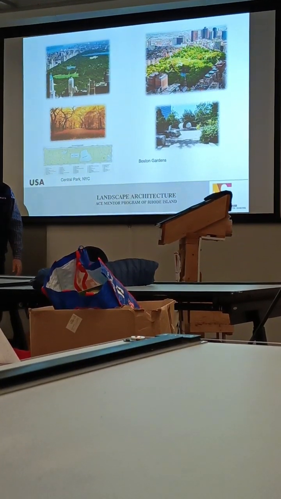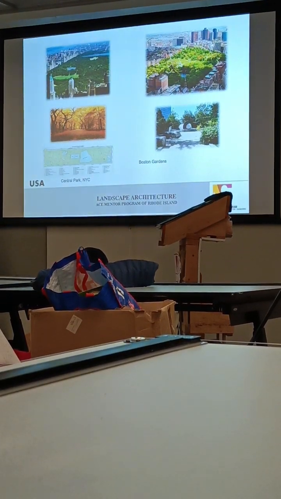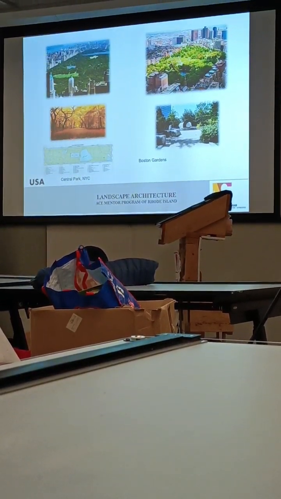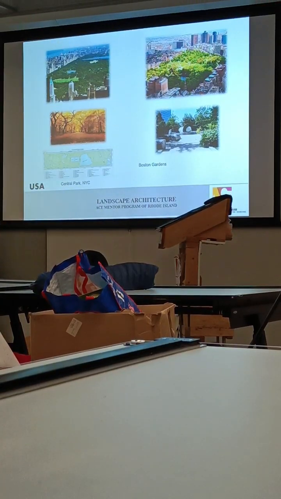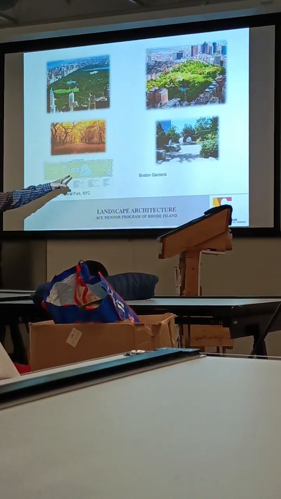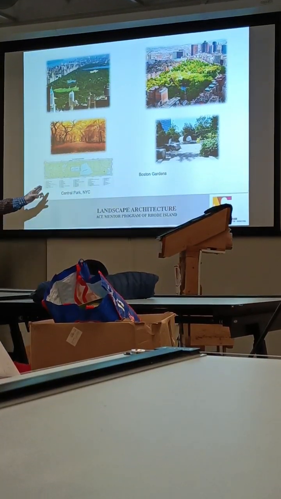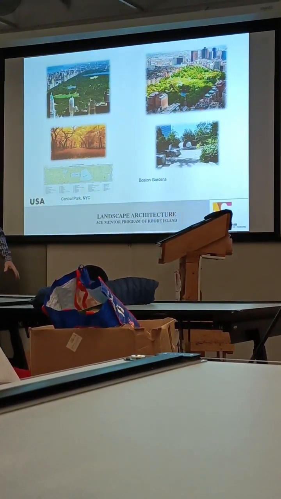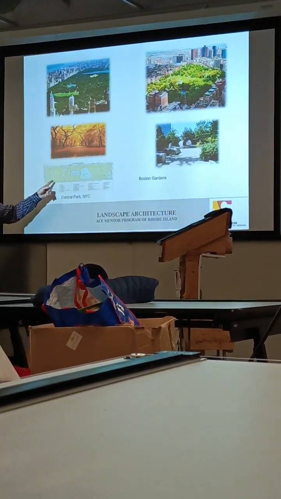Frederick Law Olmsted was basically the grandfather of landscape architecture. He, with another man, Calvert Vaux, won a competition to design Central Park in New York. That was the first major garden that was done. It was actually a dump, and they turned it into a garden, which makes New York breathe.